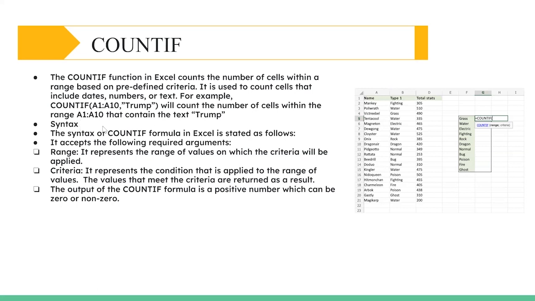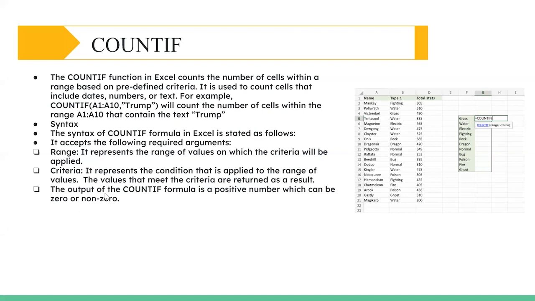The syntax for CountIF accepts the following required arguments: the range and the criteria. The range represents the range of values on which the criteria will be applied, and the criteria represents the condition that is applied to the range of values. The output of the CountIF formula is a positive number, which can be 0 or non-zero.